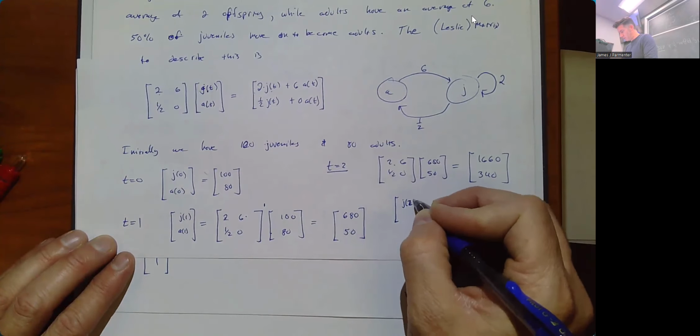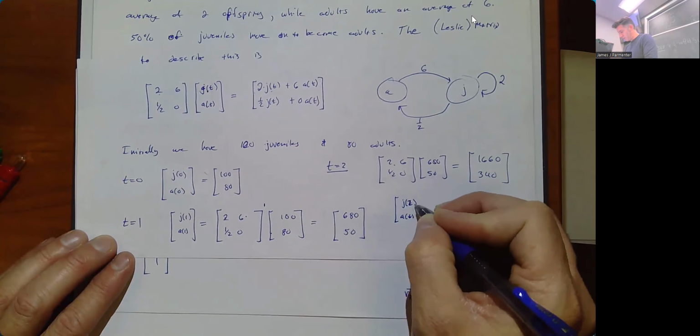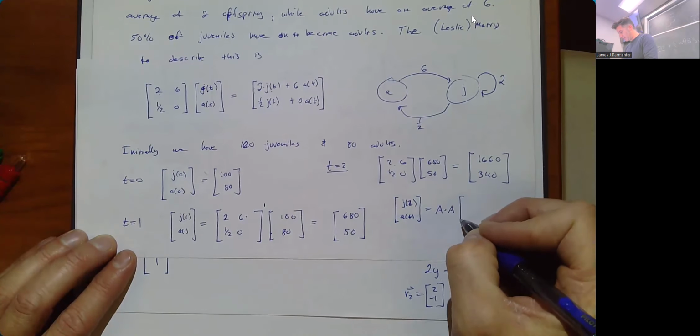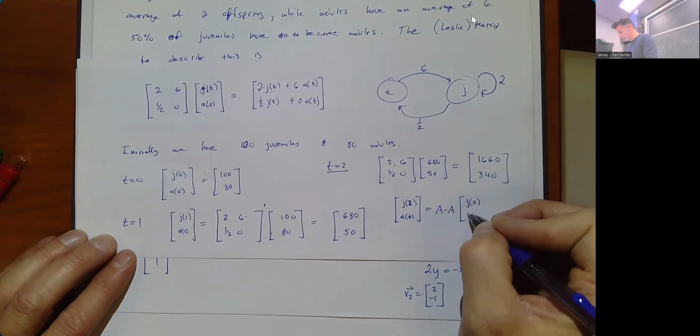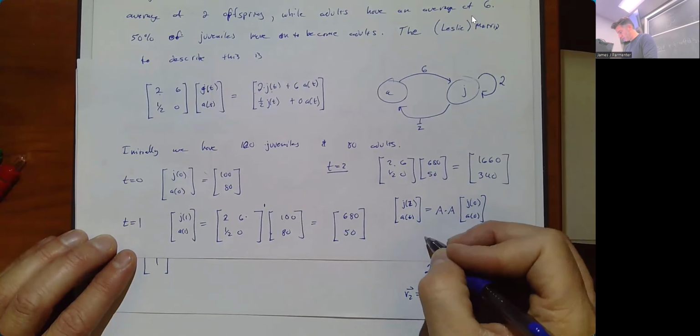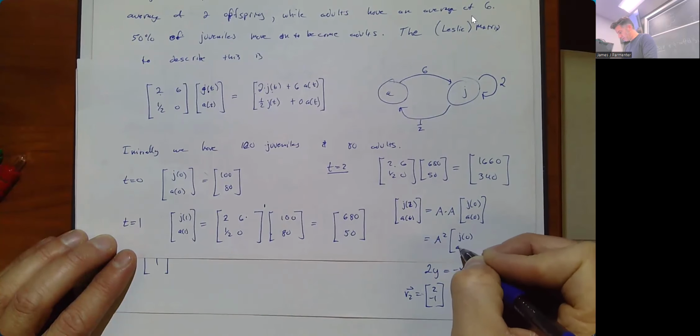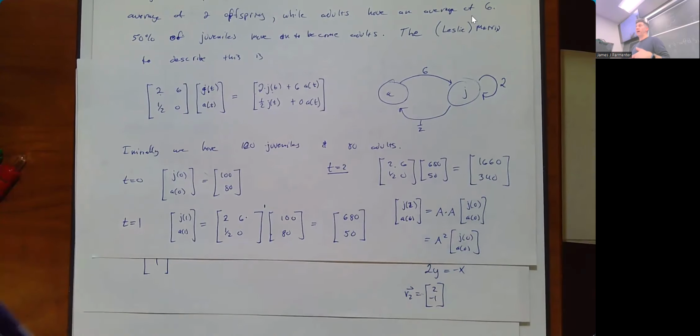J of 2, A of 2 really is A times J of 0, A of 0. Or in other words, it's A squared times J of 0, A of 0. So I'm trying to find the 20th iteration of this. It's going to be A raised to the 20th power.